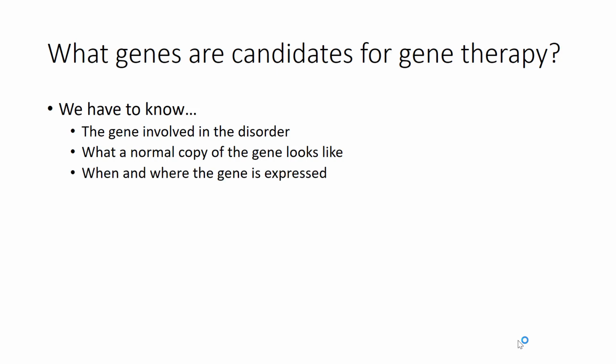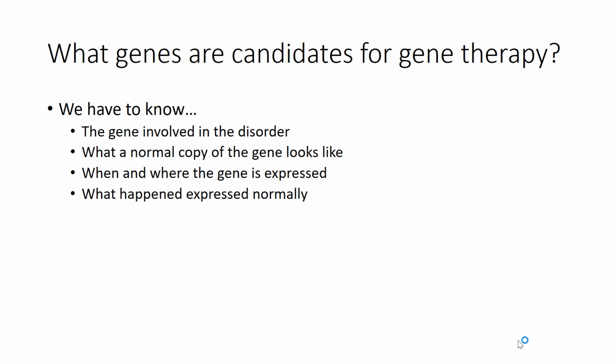We need to know when and where the gene is expressed. We need to know in what tissues the gene gets expressed. And we also need to know from that when the gene gets expressed. Does it get expressed during development? Does it get expressed all the way throughout the life of the organism? Does it get expressed after the cells go through the cell cycle, go through a mitotic sequence?